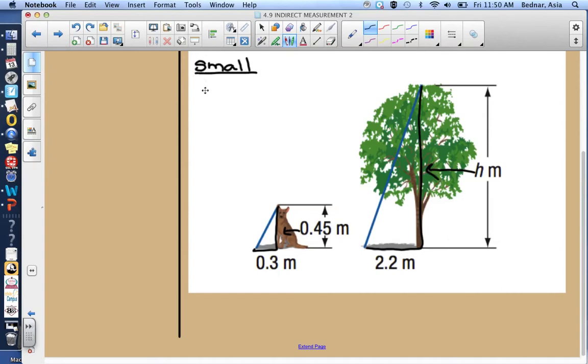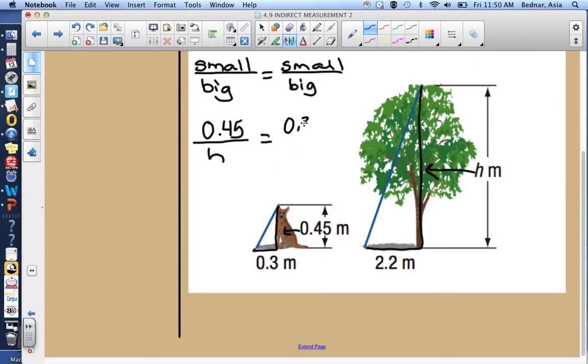I'm not trying to be tricky. I'm just trying to keep it easy. Small to big equals small to big. So on the small figure here, this tall side here is 0.45 or 45 hundredths. And on the big side, it corresponds to h. On the small figure, I have 3/10 of a meter. And on the big tree, I have 2.2, 2 and 2/10 of a meter.